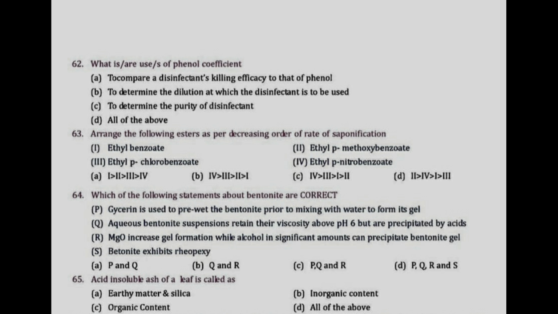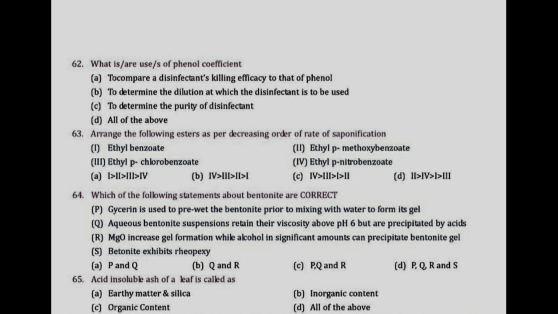Which is the correct answer? Option C is the correct answer. Ethyl para-nitrobenzoate is greater than ethyl para-chlorobenzoate, which is greater than ethyl benzoate, which is greater than ethyl para-methoxybenzoate. Option C is the correct answer. That is, 4 is greater than 3 is greater than 1 is greater than 2.